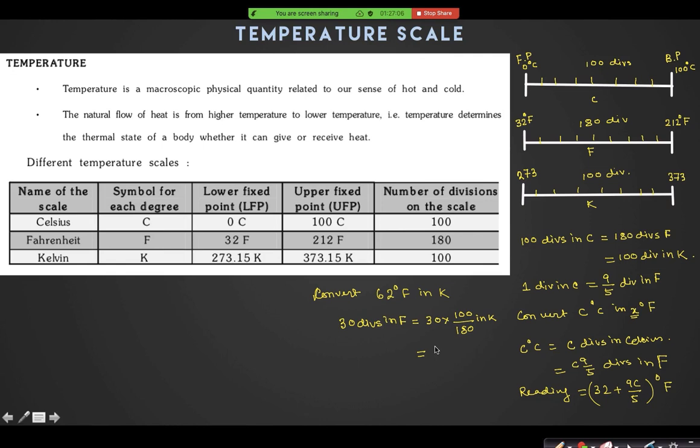Why have we taken 30? 30 divisions in Fahrenheit because it is 62 degree Fahrenheit. So if it is 62 degree Fahrenheit, then how many divisions are there? 62 minus 32. So that is equal to 100 by 6 Kelvin. Then what is the reading in Kelvin scale? It should be 273 plus that much division.